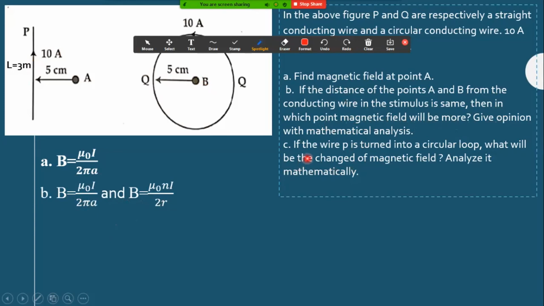Now we are going to discuss number C. If the wire P is turned into a circular loop, what will be the change of magnetic field? Analyze it mathematically. We are talking about the application of Biot-Savart law for a circular loop. So it is our circular loop equation, but we don't know the radius. So it is our concern to find the radius.